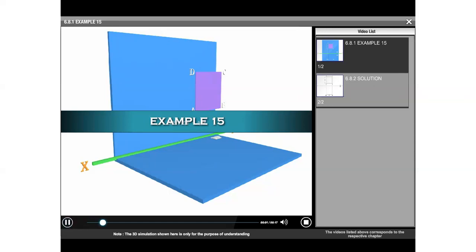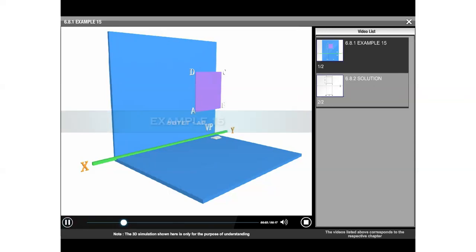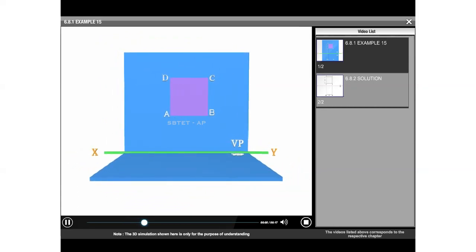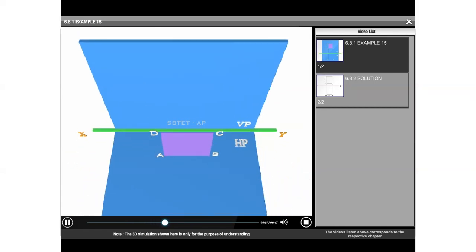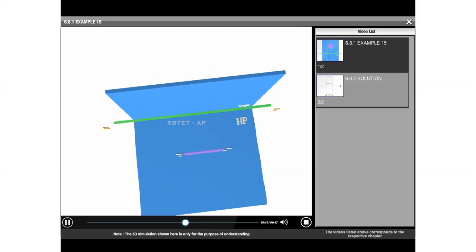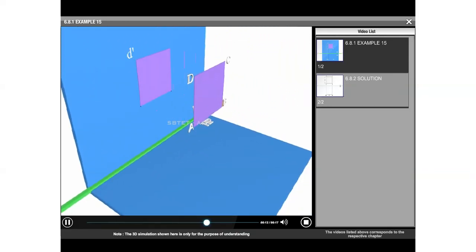Example problem 15. In this, the square lamina ABCD of side 50 mm is having its surface perpendicular to HP and parallel to VP.